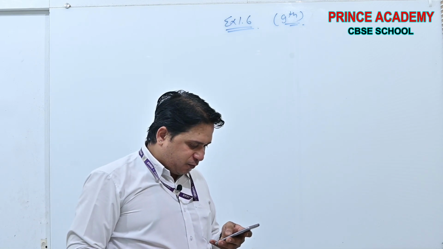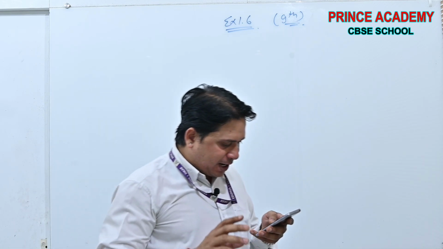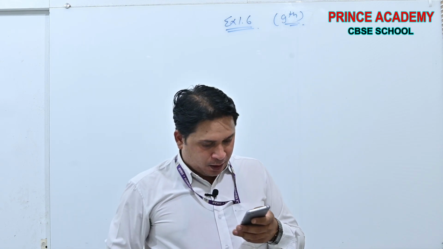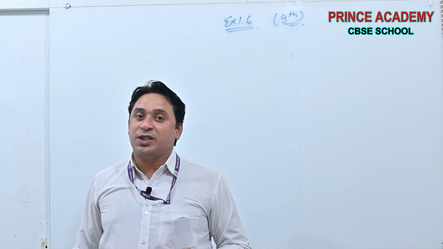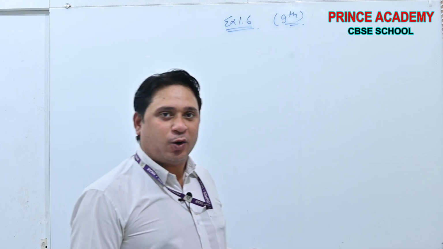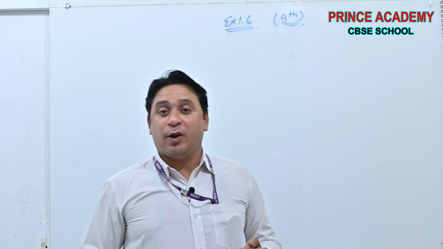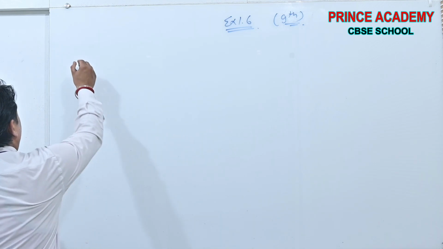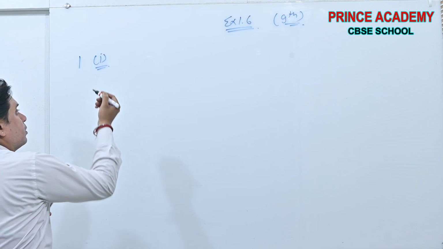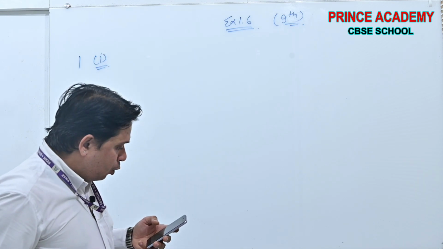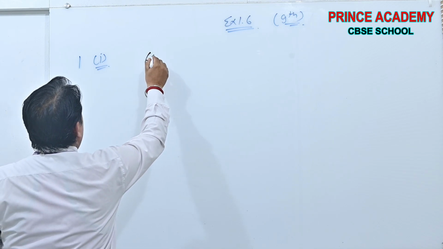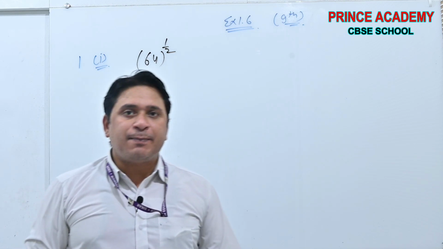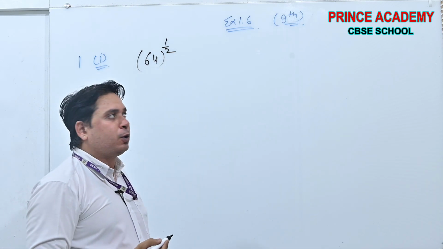See, what is the question? First question here. Find the value. Oh ho, so simple beta. Only 11 questions are here. Okay, do not worry. All the questions I will solve in the video and you will definitely all understand. See, question number 1, part first. What is given here? 64 raised to power 1 by 2.